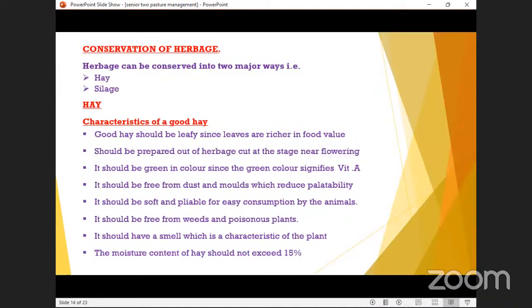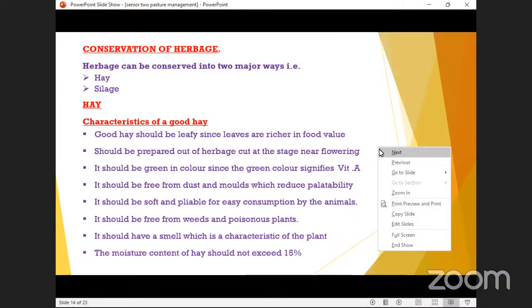And then it should be free from weeds. And the moisture content of the hay should not exceed 15%. The moisture content should not exceed 15%. So this simply means that the moisture content is also important in that area.